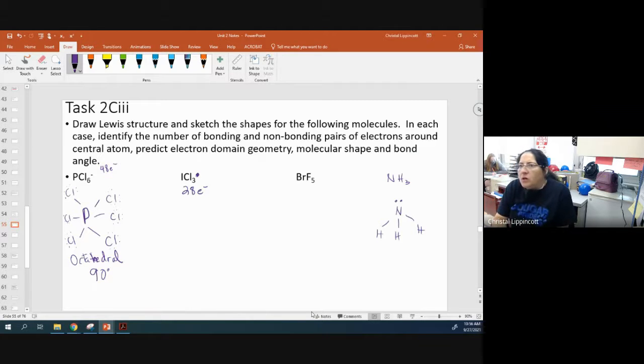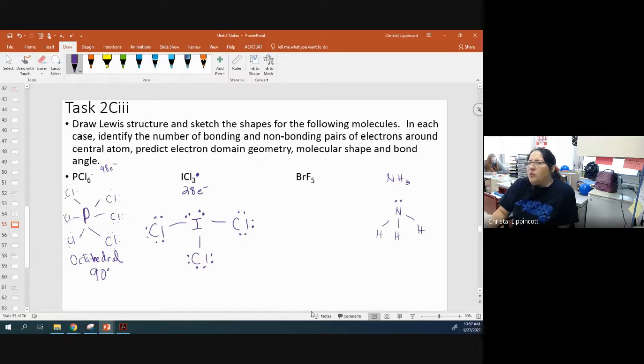All right, so I got my iodine here. I got my chlorines coming out. 2, 4, 6, 8, 10, 12. Okay, so how many do I have placed now? 8 times 3 is 24. So I still have 4 electrons to place. That means that I've got to put electrons here and here. Okay, so those are my lone pairs of electrons.